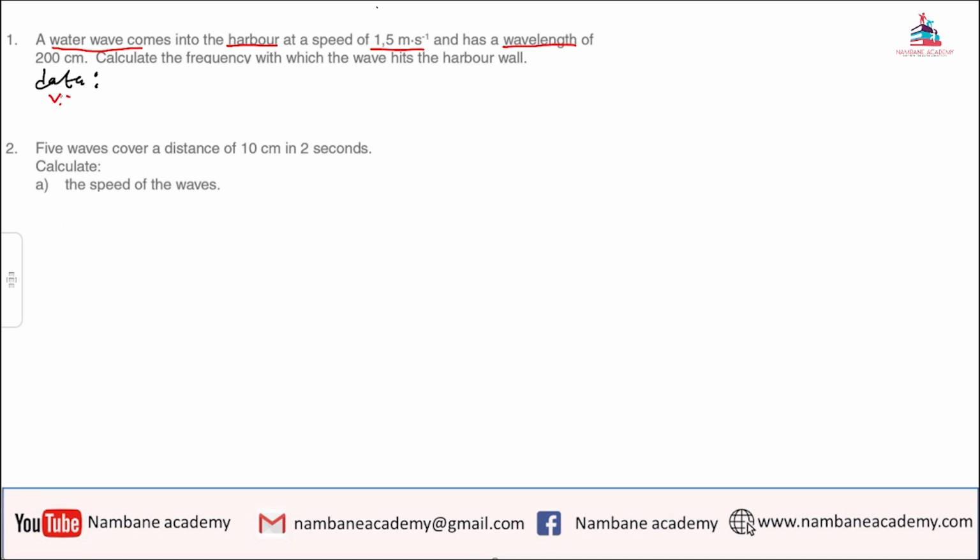We are given V, which is the speed, 1.5 meters per second. We are given lambda, which is 200 centimeters. What is the question? They want us to calculate the frequency. But we have a problem now. What is the problem? The problem is now our lambda is in centimeters. We want it now to be in meters. So the question is, how do we convert from centimeter to meter?